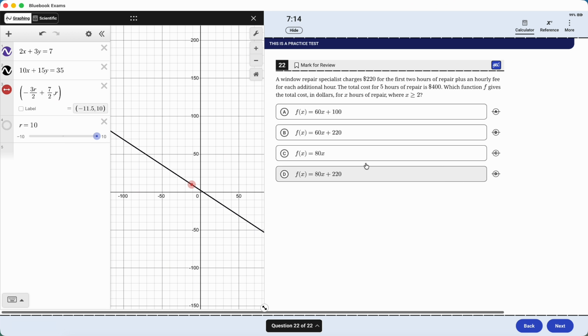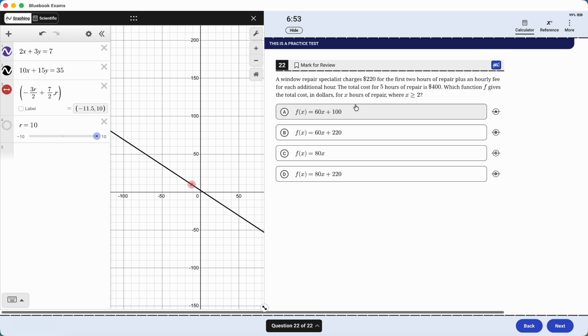Last one here, classic problem, right? You got to pick out your linear equation, right? If you just read this and you don't do any math, you're going to get this wrong, right? But I'll show you two simple ways you can do it. It tells you window repair specialist charges $220 for the first 2 hours of repair. And an hourly fee for each additional hour. The total cost for 5 hours is $400.